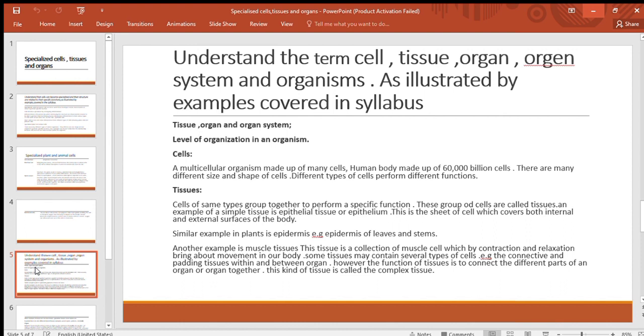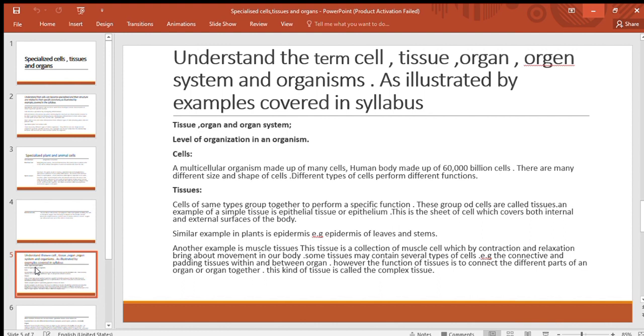Organisms are plants and animals. Now we discuss it in detail. Cells. A multicellular organism is made of many types of cells. A human body is made up of 60,000 billion cells. These are of many different sizes and shapes. Different types of cells perform different functions.